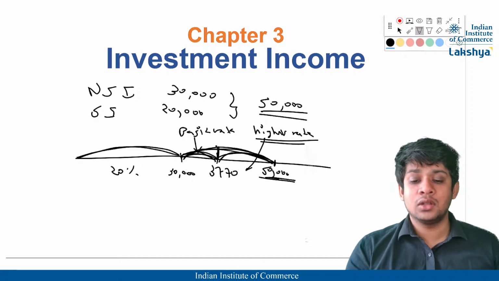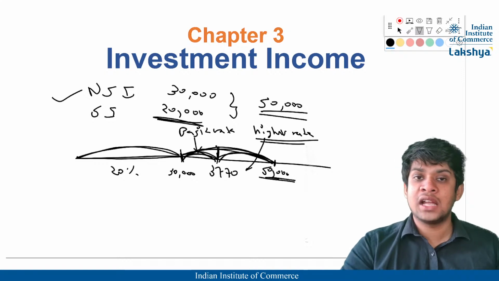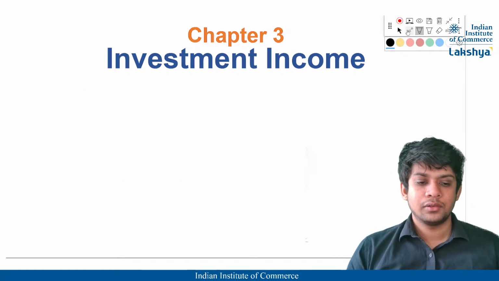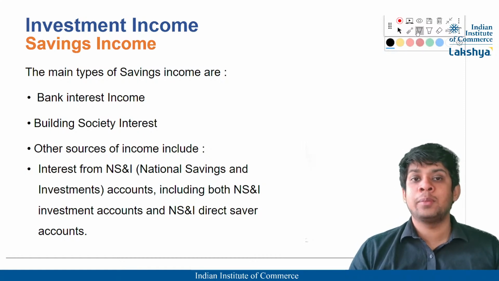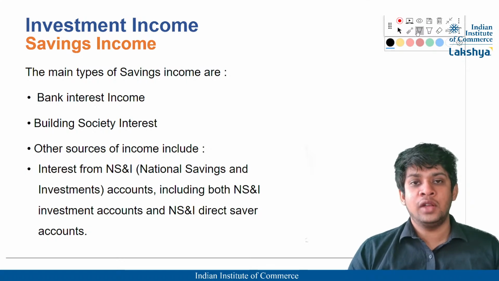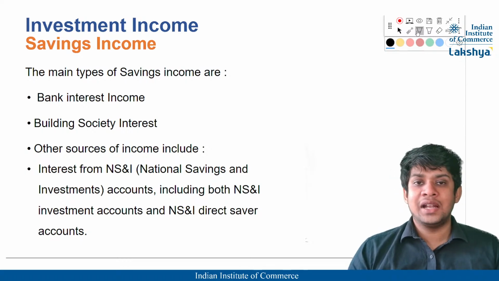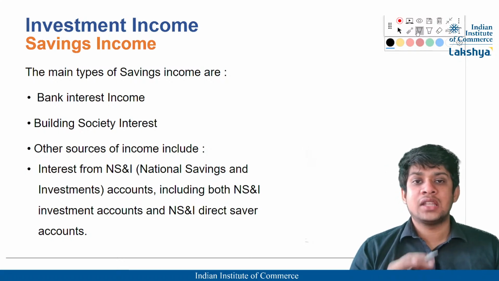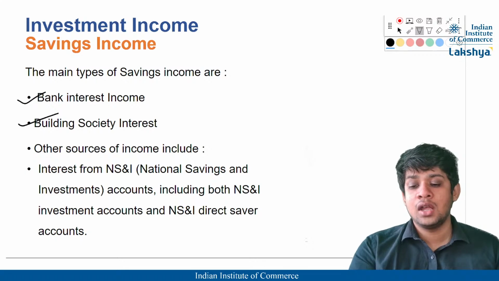Okay, always remember this. Even though his income is just 20,000, after the non-savings income has been completed, after that you start your savings income. Let's get started. Now, what are the types of your savings income? As I said, it is your building society interest. That means if you've invested or deposited any amount in a financial institution other than a bank, it is known as a building society. And the interest that you get from that is simply known as building society interest. So building society interest and bank interest, these are the two things from which you earn interest income, and that will be considered as your savings income.